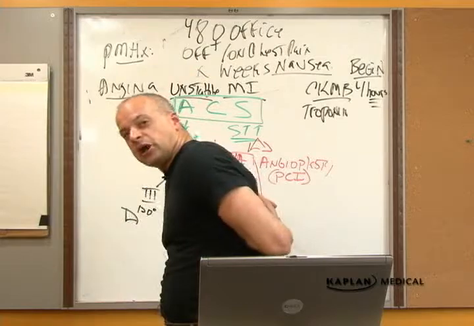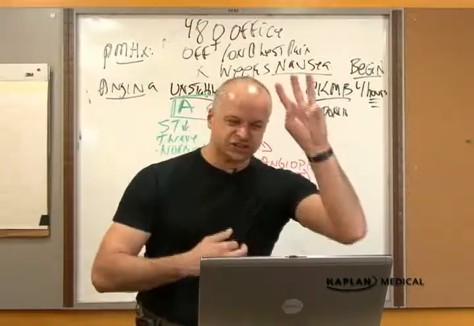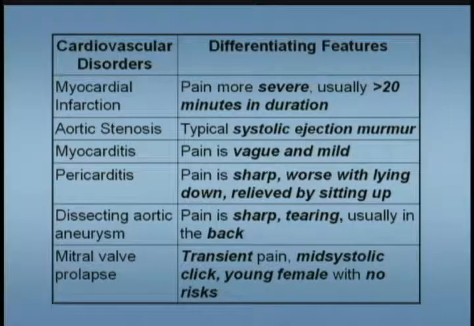Through to the scapula, up: aortic dissection. Chest wall tenderness: costochondritis. Mitral valve prolapse: transient pain, but not only transient pain, it's atypical pain. In other words, it's not on exertion.